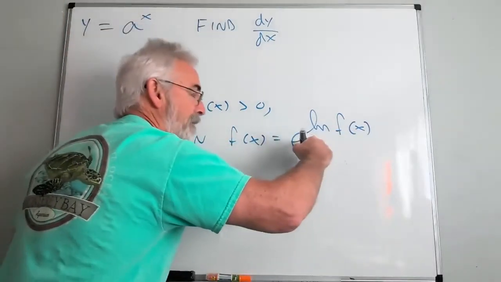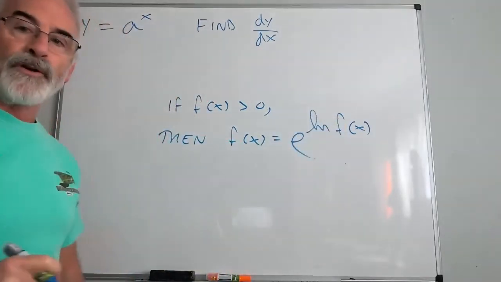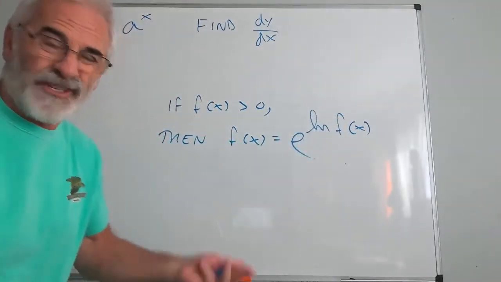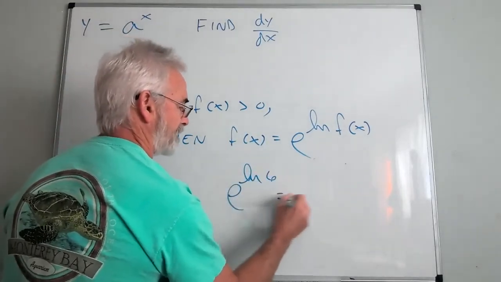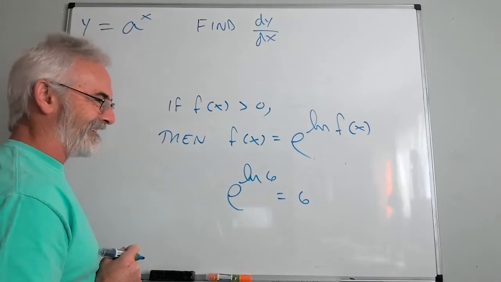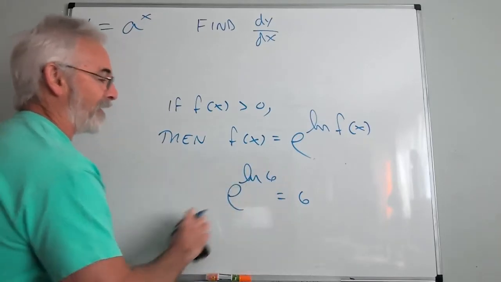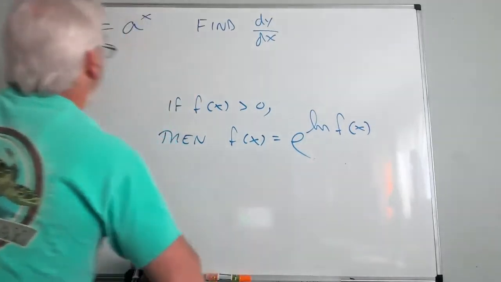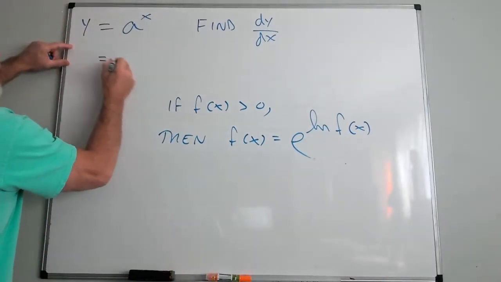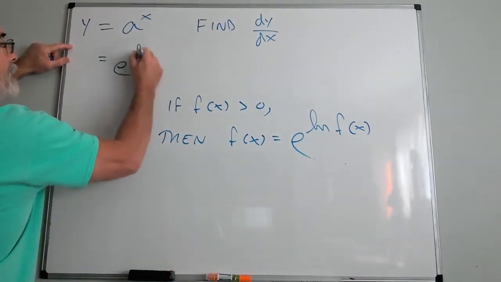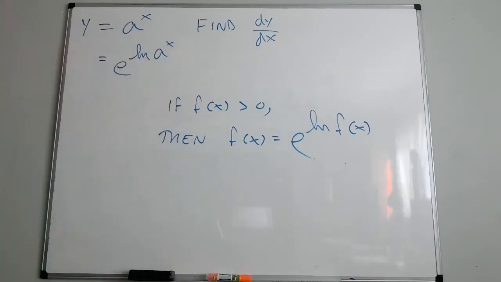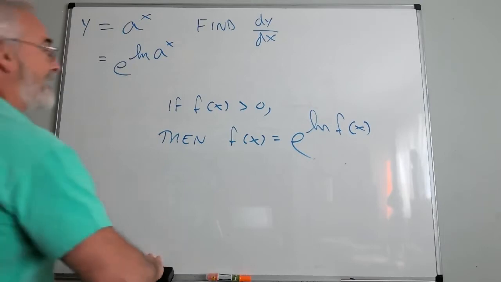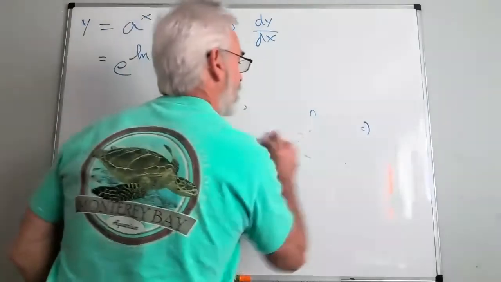This is an identity. Remember, e and the log are inverse functions. They would undo each other. So just as a general rule, if I said, what is e to the log of 6? It's 6. There's nothing clever going on there. So that means I can rewrite this as e to the log of a to the x. Okay. Now, can I do anything with that exponent? Oh, yes, I can.